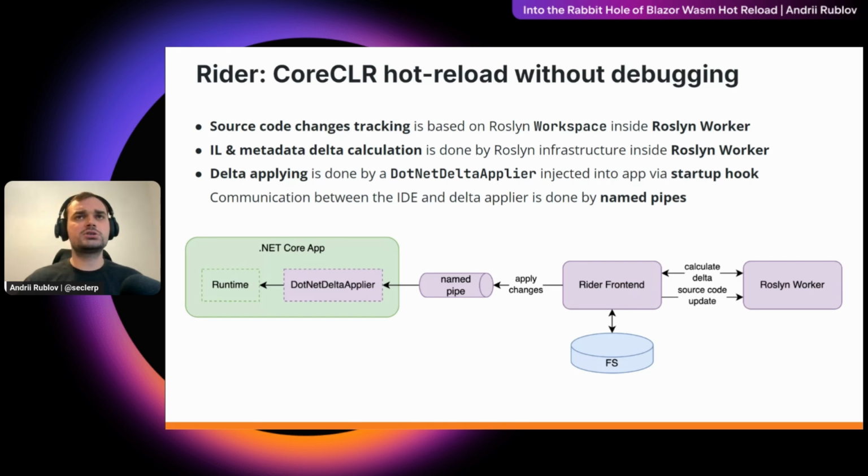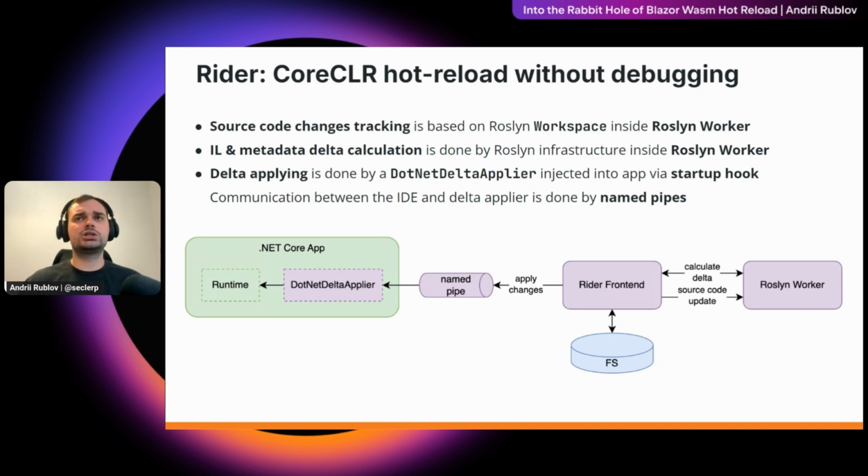The workspace storage itself and the calculation of changes in the Rider implementation is done in a separate process called Roslyn Worker. Once we have a set of changes computed through Roslyn, we can start applying them. It happens through the named pipes mechanism, the receiver for which is launched together with the user's application, called .NET Delta Applier.